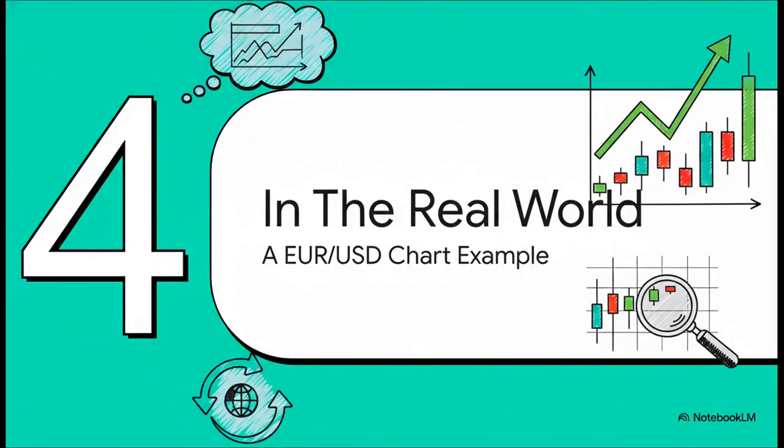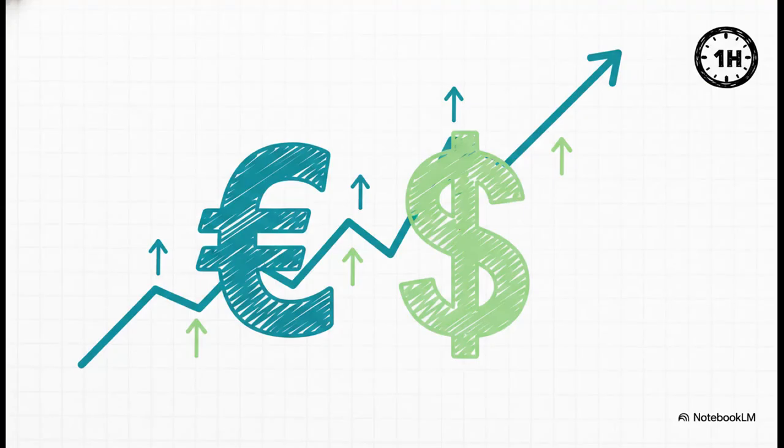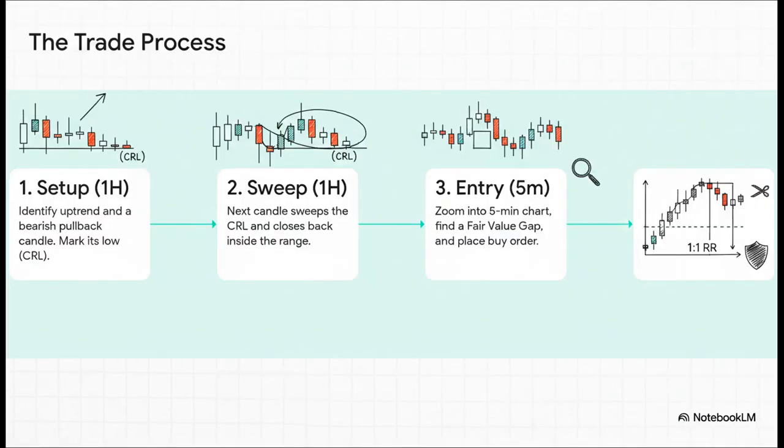All right, theory is great, but let's see how all these rules come together and play out on a real chart in the real world. Okay, so we're looking at the euro versus the US dollar on the 1-hour chart. And as you can pretty clearly see, the market is in an uptrend. So what does our rulebook say? Simple. We are only interested in buying opportunities. We ignore everything else. Let's walk through the entire sequence right here on this chart.